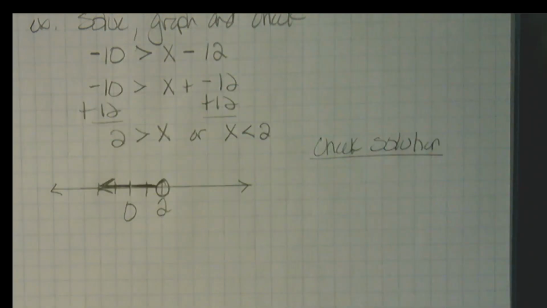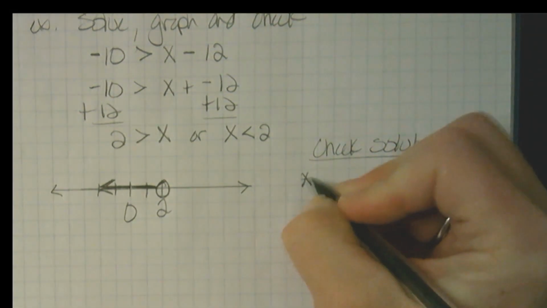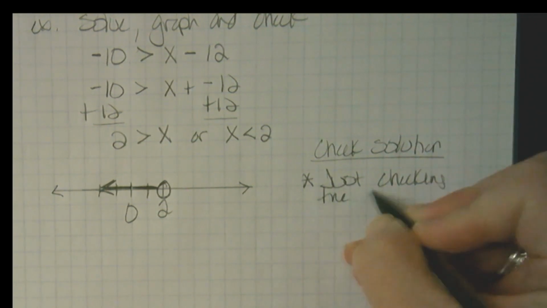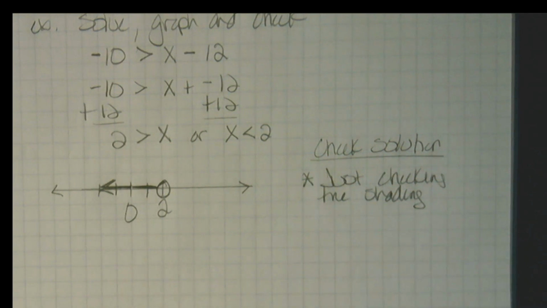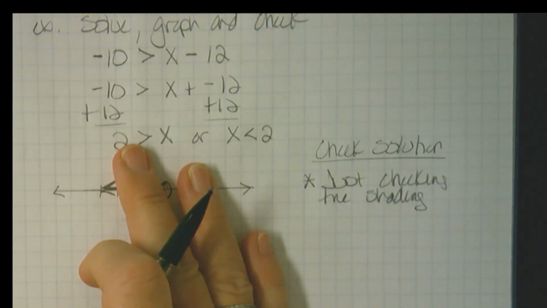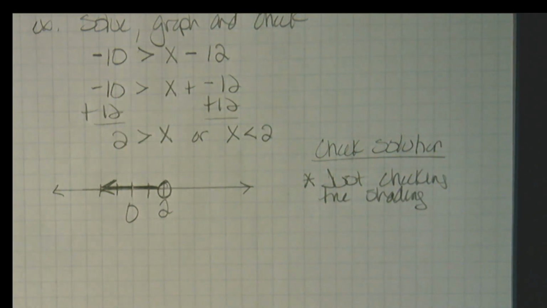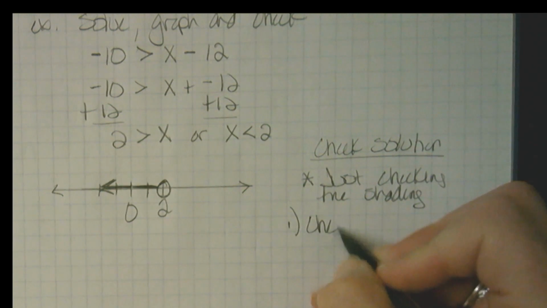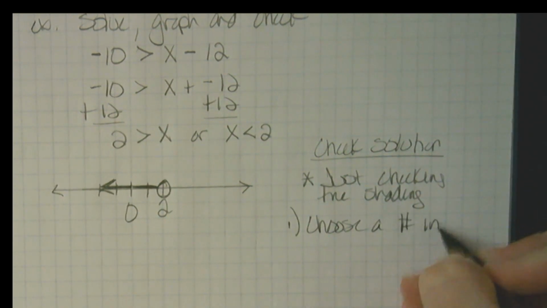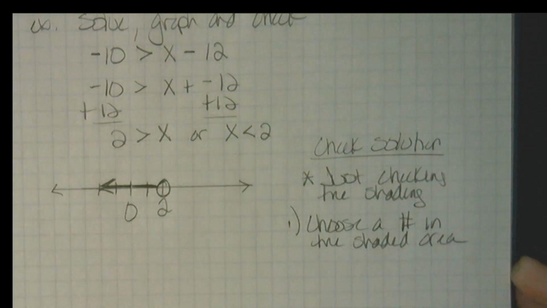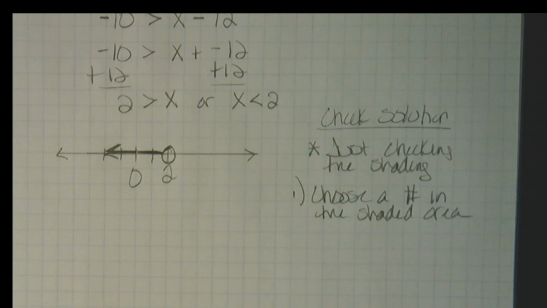Okay. Problem is, I can't do that here because I've got lots of possibilities for my variables. So really what we are just checking is the shading. So I'm not checking my math. I'm checking the shading that I did. All right, so what you're going to do is choose a number in the shaded area. It does not matter what number. Make it easy on yourself.